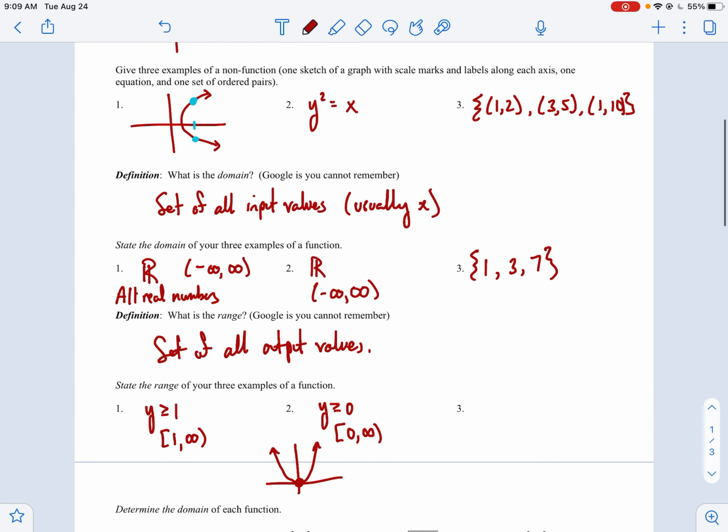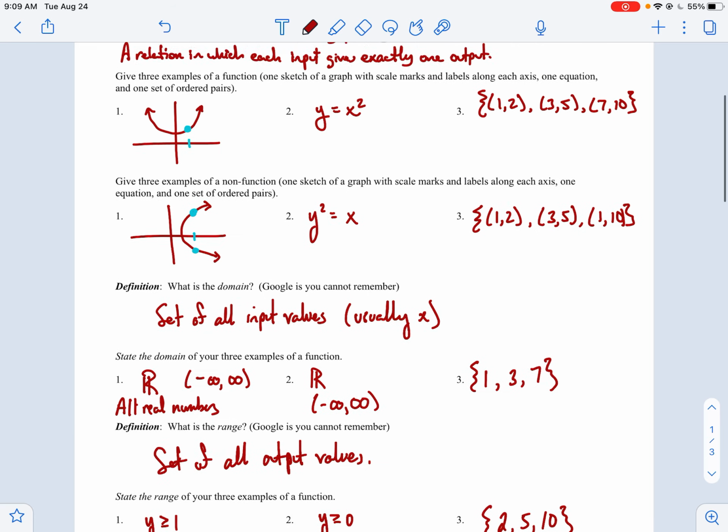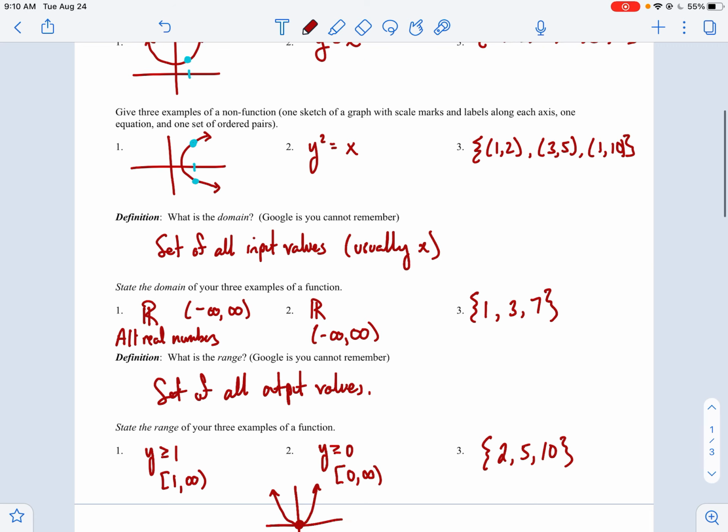And then again, when it's 3 points, you literally just list it. So you're saying, okay, well, the only y values this could possibly be are 2, 5, and 10. Done. And so for the range of that one, it's just the 3 y values that came out. So, okay. All right.